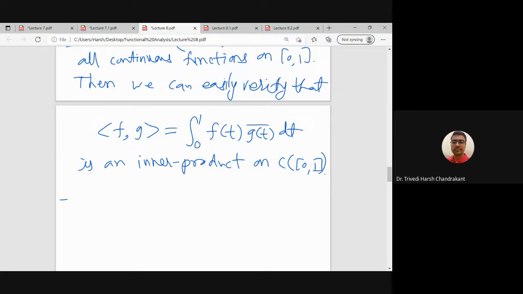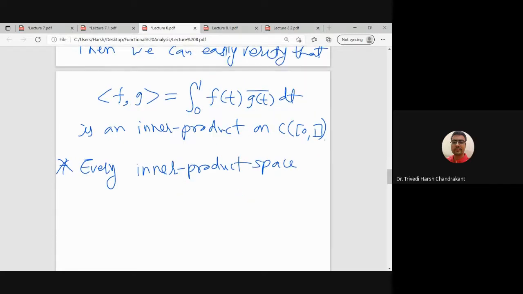Okay, so now we know that every inner product space, that means a vector space along with an inner product, gives us an induced norm.